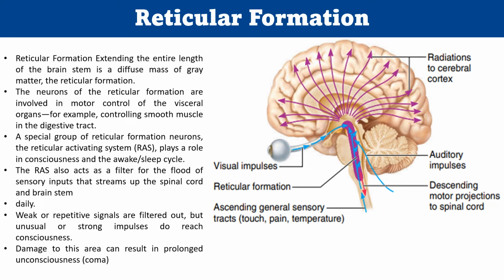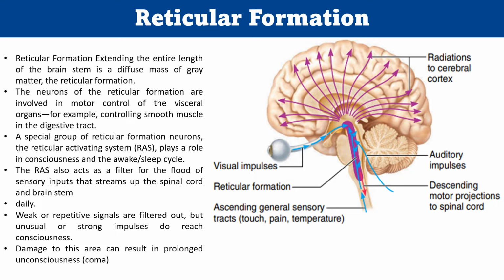Next is the reticular formation. The reticular formation, extending the entire length of the brain stem, is a diffuse mass of gray matter. The neurons of the reticular formation are involved in motor control of the visceral organs, for example, controlling smooth muscles in the digestive tract. A special group of reticular formation neurons, the reticular activating system, plays a role in consciousness and the awake or sleep cycle.